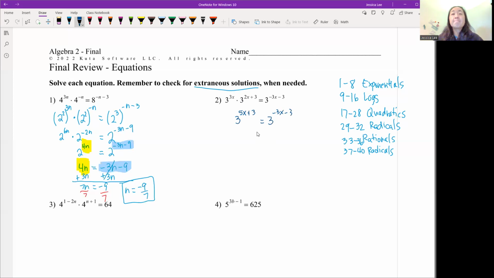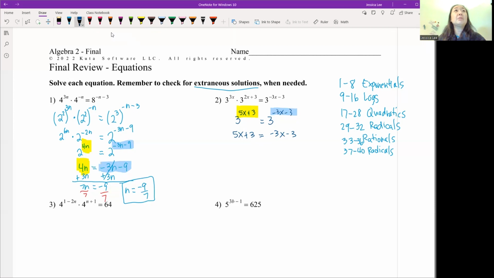And now again, we have the bases that are the same. So we're going to set the exponents equal to each other. So that's going to be 5x plus 3 has to equal negative 3x minus 3. That has to be true, because if they're not equal to each other, this whole equation is not true, right? If the left-hand side is equal to 1 and the right-hand side is equal to 5, 3 to the 1 power is not equal to 3 to the 5 power. See what I'm saying? Common sense.